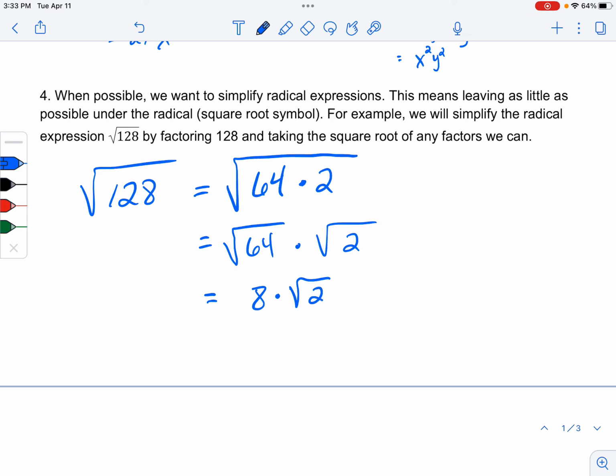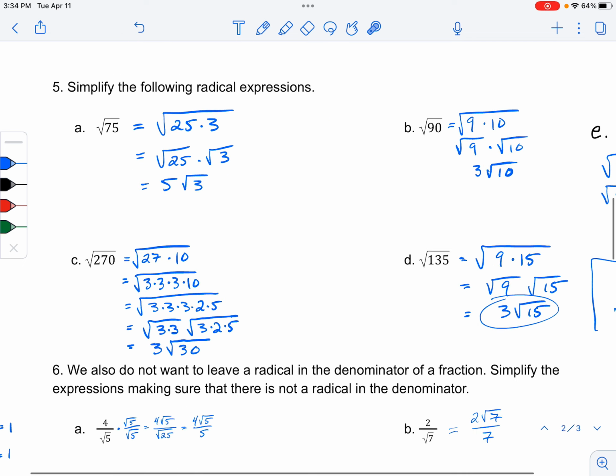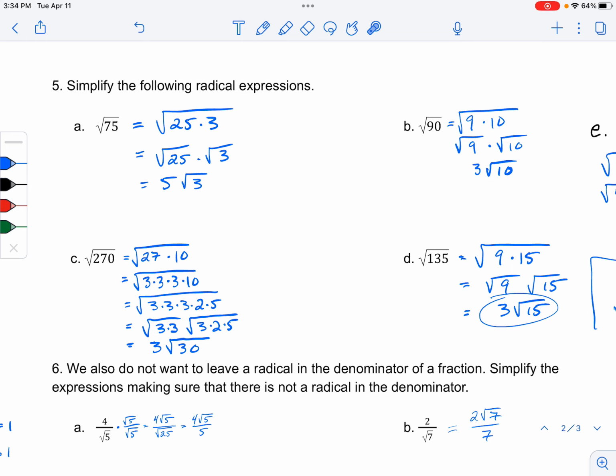We also don't need that multiplication symbol. We don't need that dot. In algebra, when we put 8 square root of 2, that multiplication is implied. So this would be our final answer. All right, if we simplified the square root of 128, it is equal to 8 times the square root of 2. Some practice problems down here.